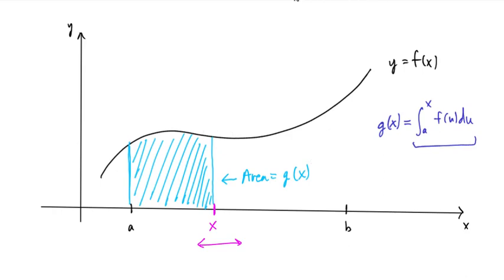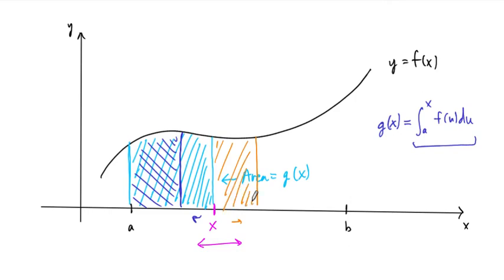If we try to move around the x, maybe x goes this way. And so for the function I've drawn, the curve is always positive. So if x moves a little to the left, g of x is going to be a little bit smaller. The area is going to be getting a little bit smaller. If it moves to the right a little bit, the area is going to get a little bit bigger. It's going to have to add on this orange portion here.